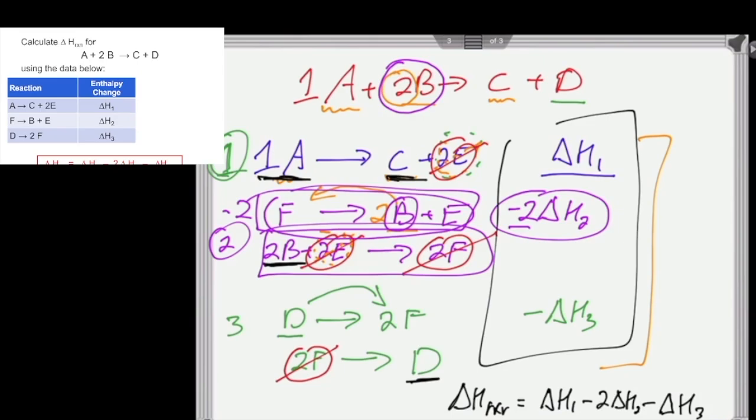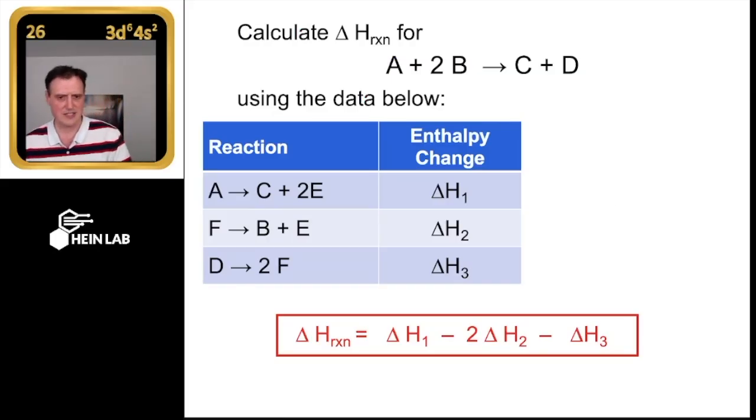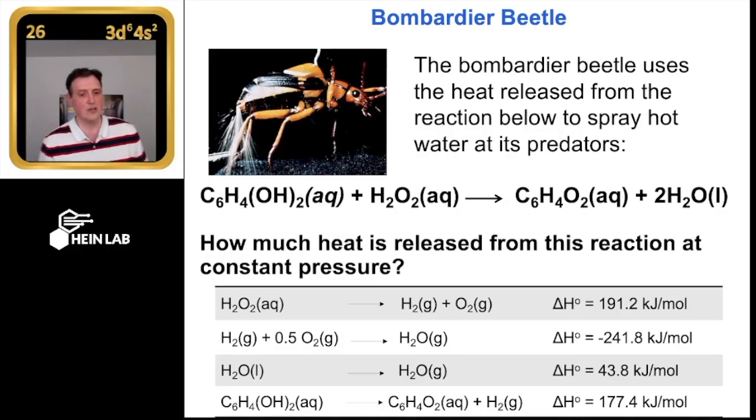So that's the general process that we're going to go through for these. Thing I want you guys to practice, and this is in the notes. We can do this with any degree of complex equations. So who's heard of what's known as the bombardier beetle?